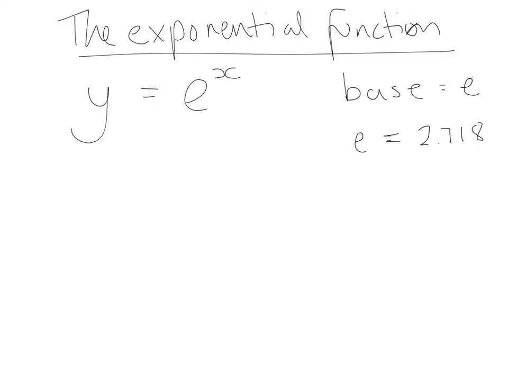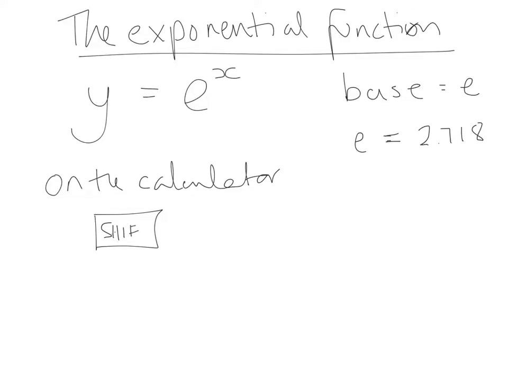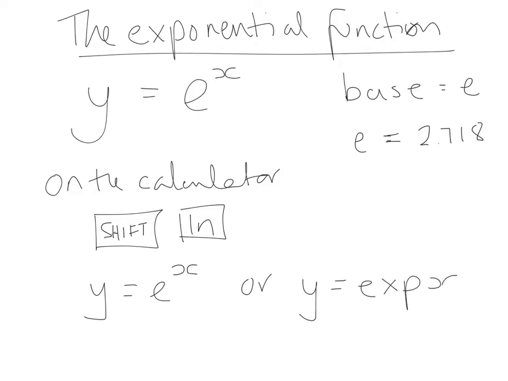To get this on the calculator, you would press your shift button, followed by the ln button. ln is the natural log, which we'll be talking about later on. You would press that button and you would get an e appearing on your calculator, and then you would be able to input a power. We write the exponential function as either y is equal to e to the x or y is equal to exp x. So instead of writing the e for the base, you can write exp, which again stands for exponential.